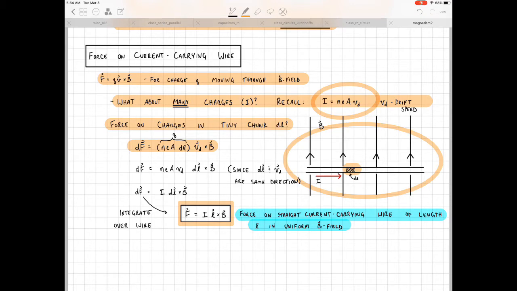And so we can rearrange that expression because dl and V are actually pointing in the same direction. Because we've got a current carrying wire, the charges are moving along the wire. And so all I've done here is I've swapped dl and V. Since those vectors point in the same direction, it doesn't matter which one gets crossed into the B vector.